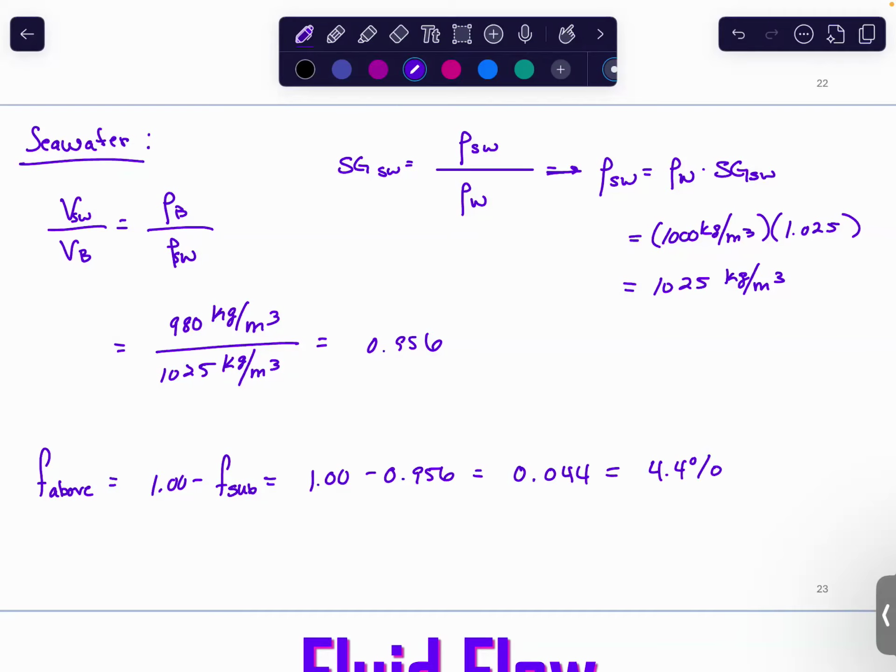So you have 4.4% above water in the salt water versus 2% for regular water. This is why people take trips to the Dead Sea, so you can float. You can float in the salt, it's the saltiest water.